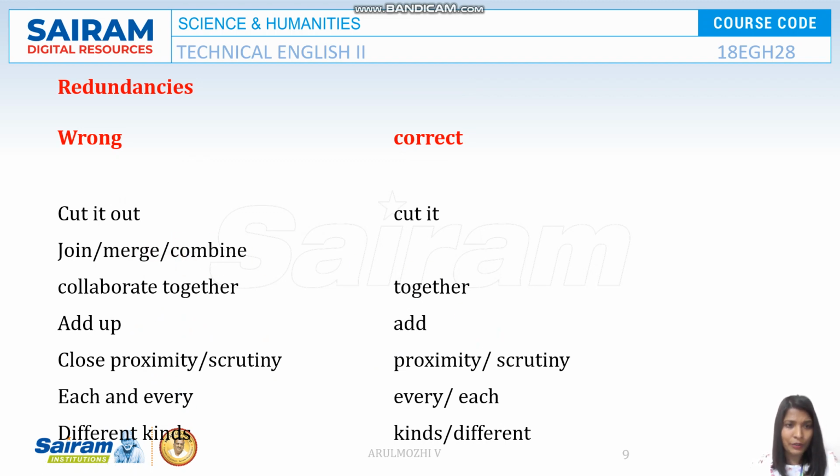Next, cut it out. So now we are going to see redundancies. Cut it out. It's only cut it, because out already means cutting things. Join together, merge together, combine together, they all have the same meaning. Either you use together alone or use these words separately. Add up, just add. Close proximity. Proximity means a close space. Scrutiny means close examination. Either you can use proximity or scrutiny.